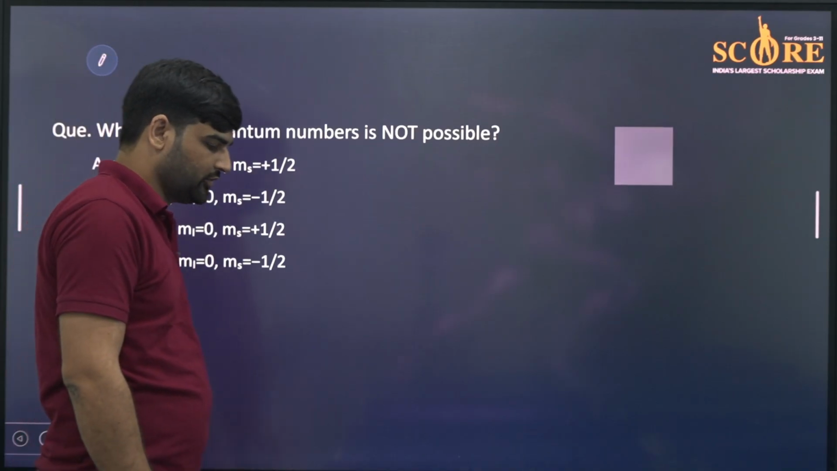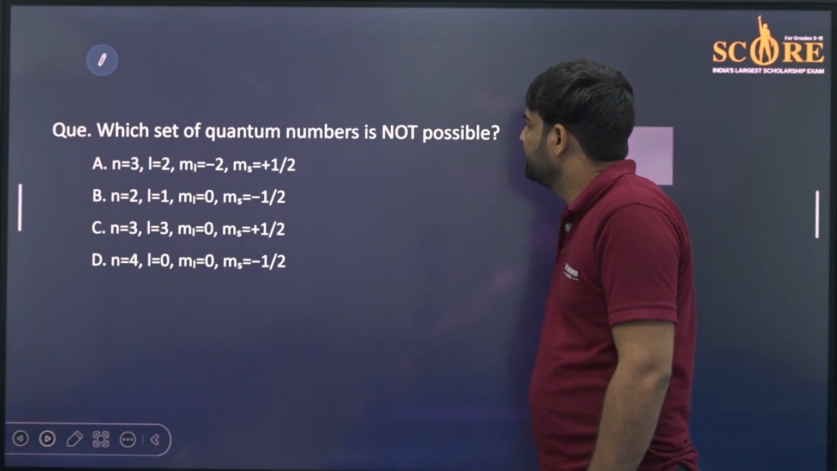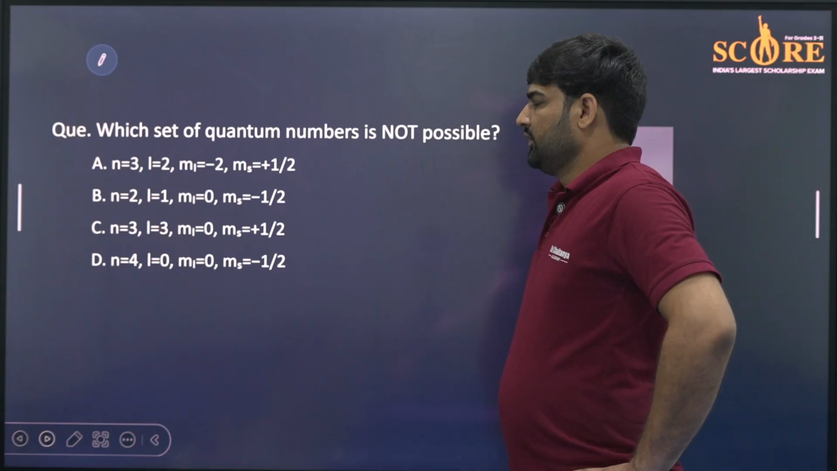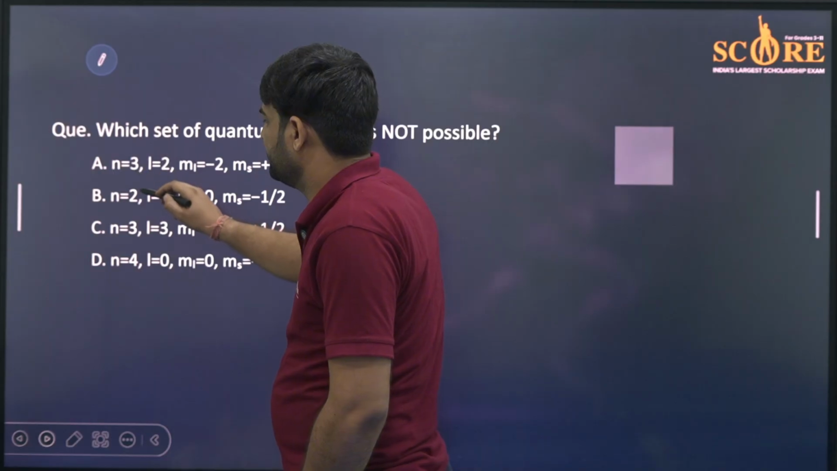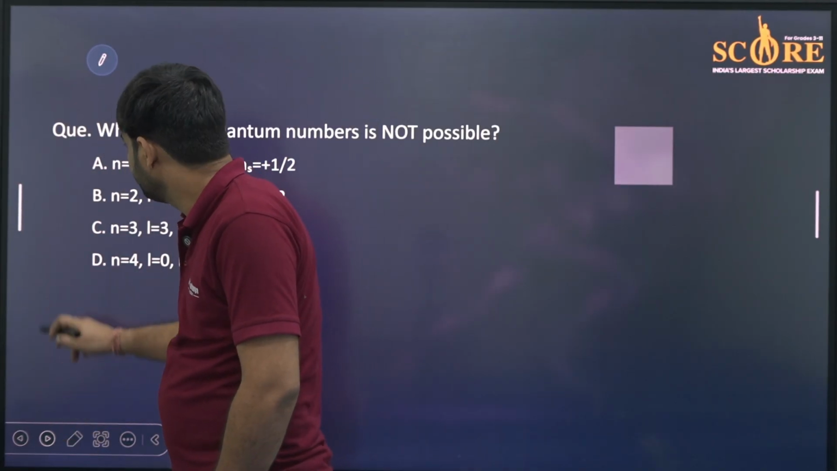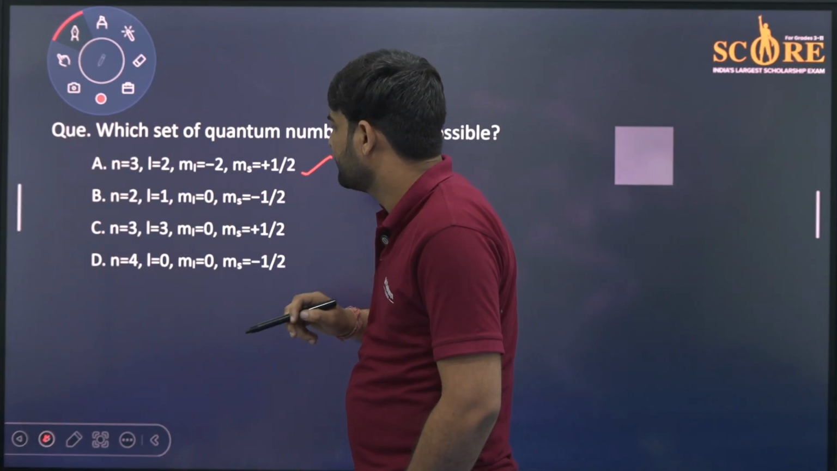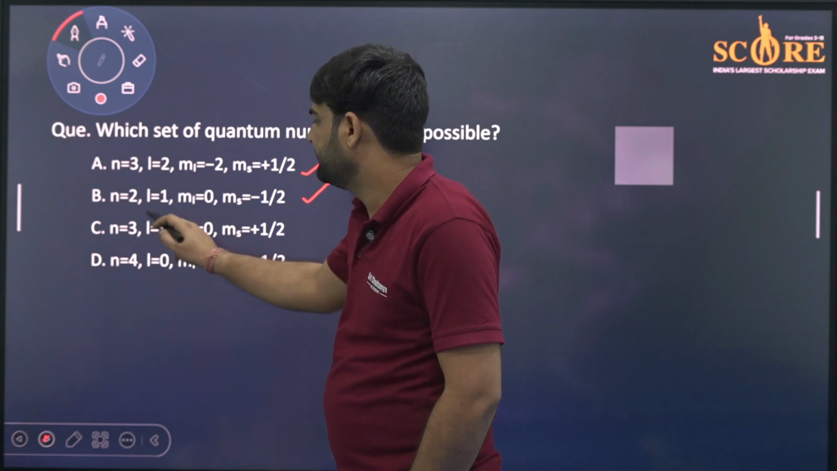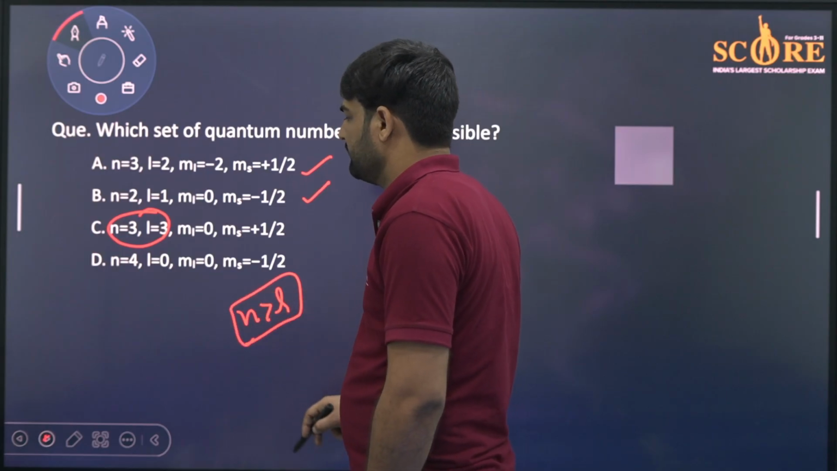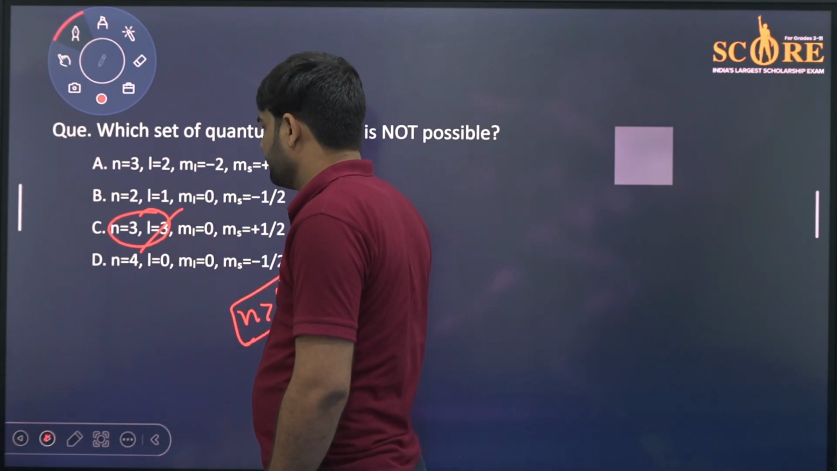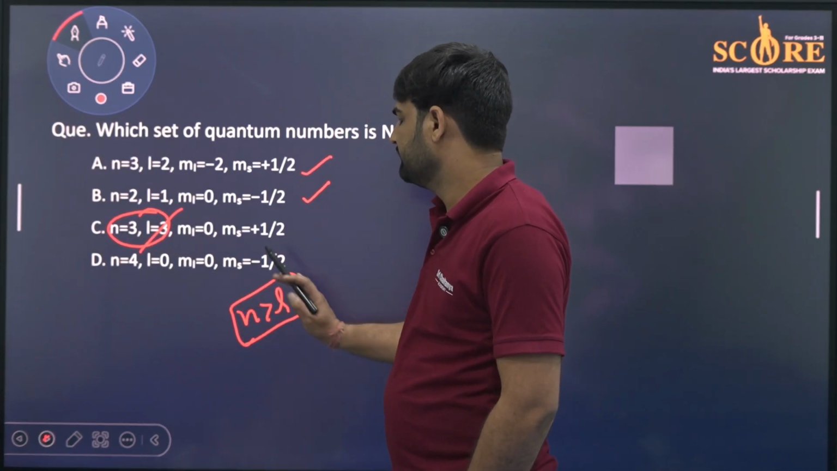Next is a simple problem. Which set of quantum numbers is not possible? First of all, n is 3, l is 3, m is -2. This is wrong. This is correct, this is also correct. Why is this wrong? We know that n greater than l should be followed. So n is 3, then l should be 2, 1, likewise. So this cannot be possible. And I think this is also correct.